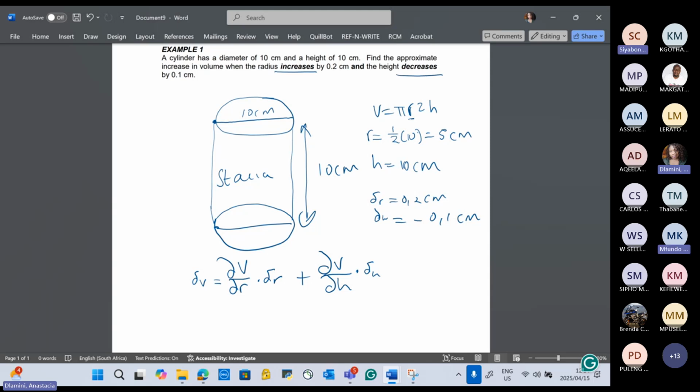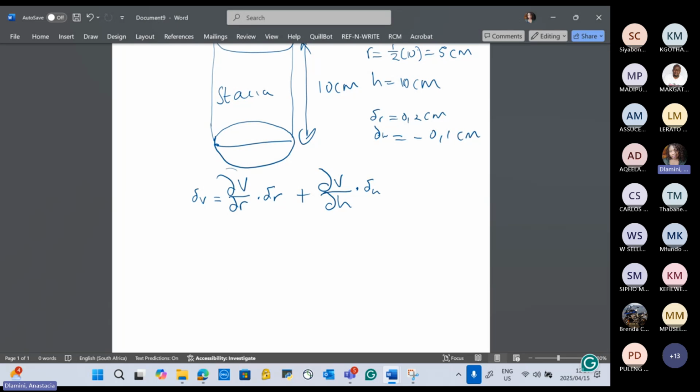Okay, so let's go. We want a rate of change, so we know that V is equal to pi r squared h. I am going to find the partial derivative of V with respect to R. Which ones are we keeping here? Pi and H. What are we differentiating? R, which will give us 2R. Are we on the same page?